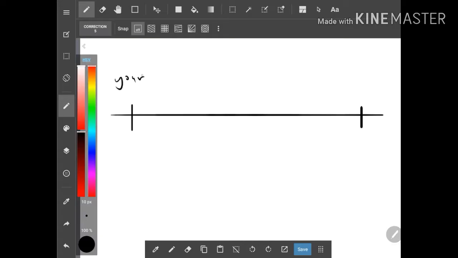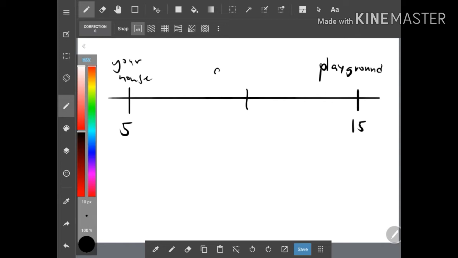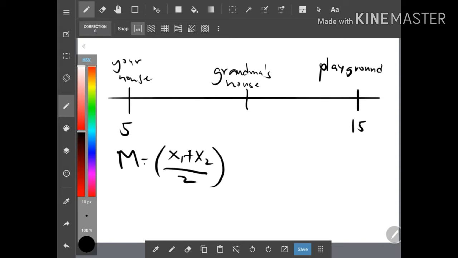First topic is midpoint on a number line. The problem we'll be using is: you are taking your siblings to the playground, but you need to stop at your grandma's, which is between your house and the playground. If graphed on a number line, where your house is at 5 and the playground is at 15, find the point of your grandma's house.